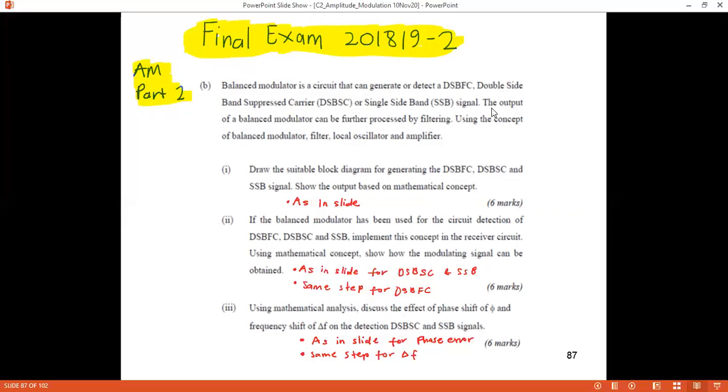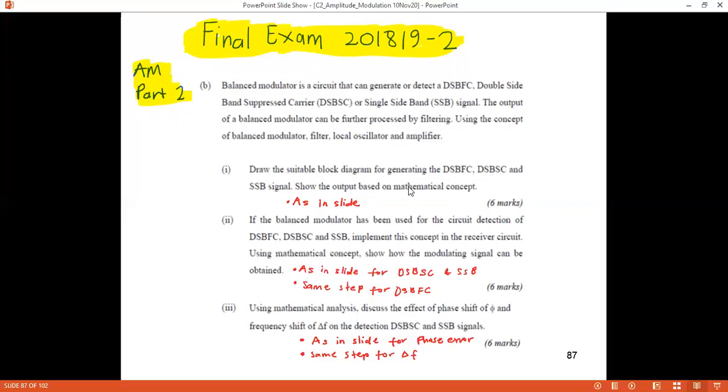The output of the balance modulator can be further processed by filtering. Using the concept of balance modulator, filter, local oscillator, and amplifier, draw a suitable block diagram for generating double sideband full carrier, double sideband suppressed carrier, and single sideband. Show the output based on mathematical concept. Okay, so this I've actually shown just now, right? The block diagram using balance modulator and filter to produce full AM, double sideband suppressed carrier, and single sideband.